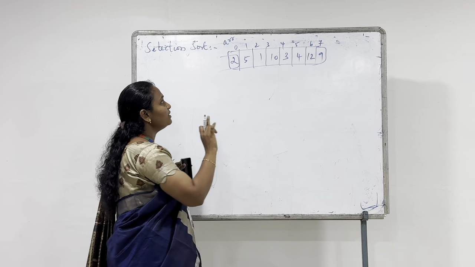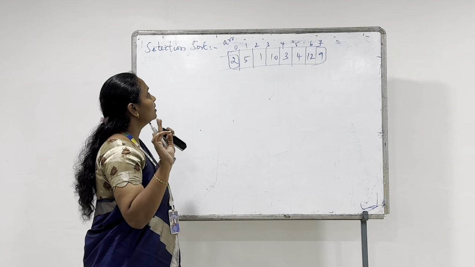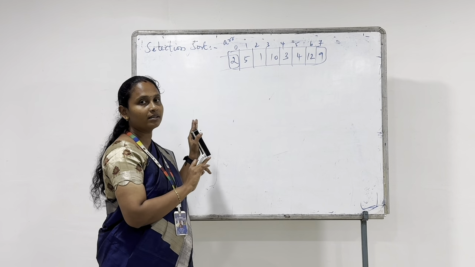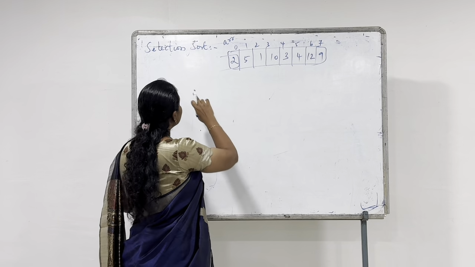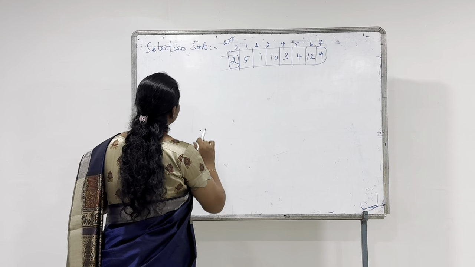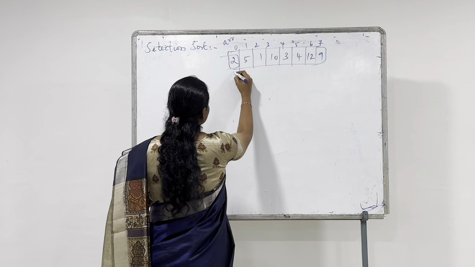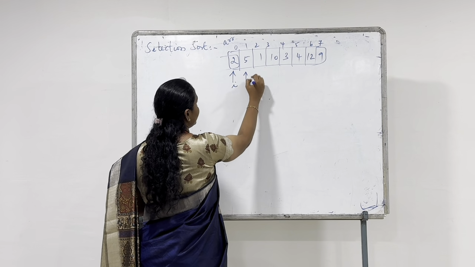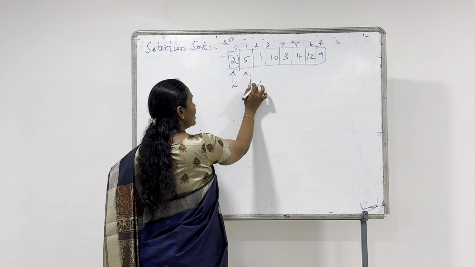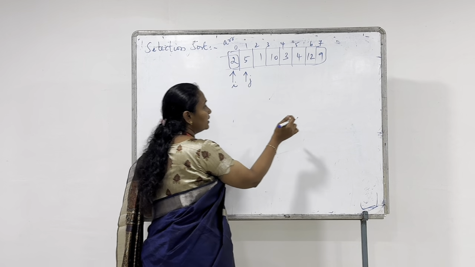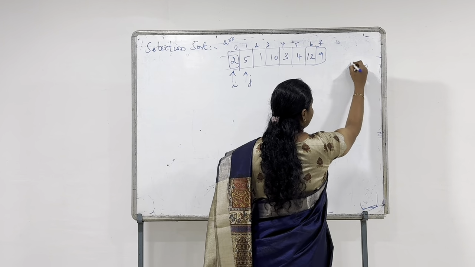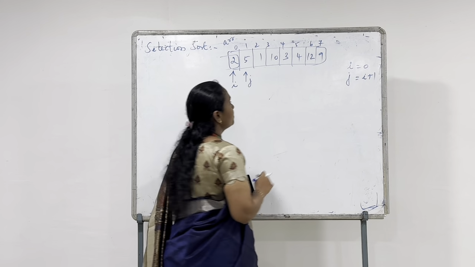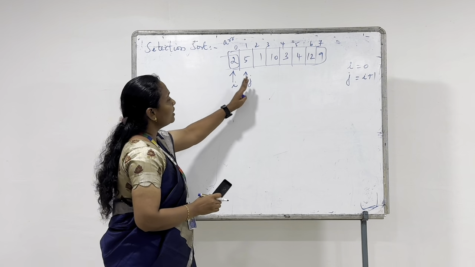In selection sort, the element which is going to be fixed in the first position is always the minimum element. This is the main idea of selection sort. It works by using two pointers, I and j. I is pointing to the 0th index, and j is pointing to the I plus 1 position. Now compare these two elements.